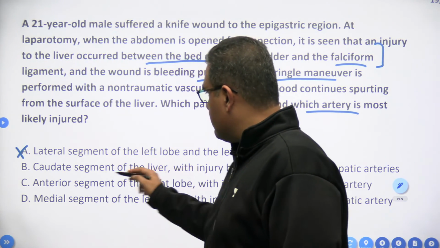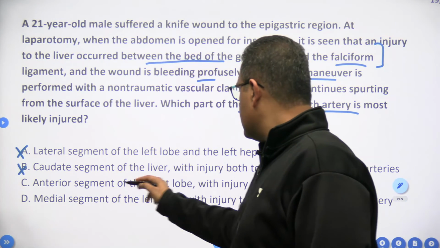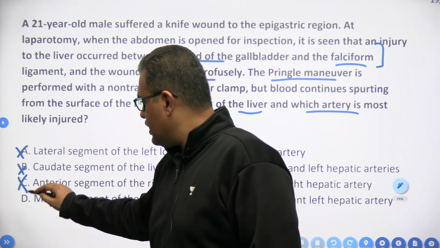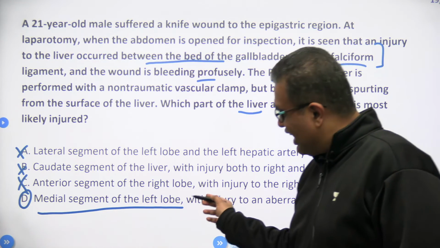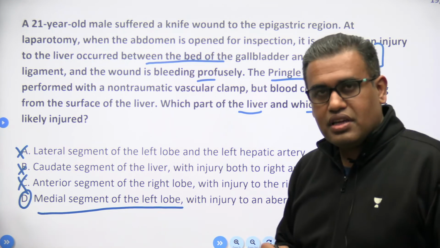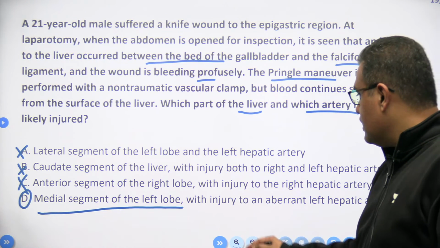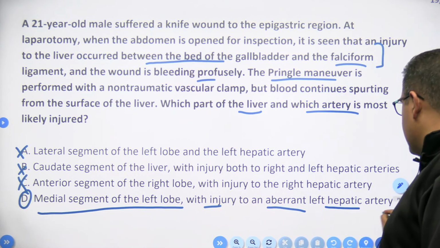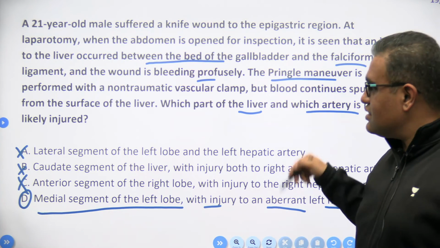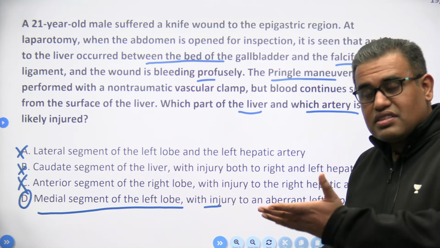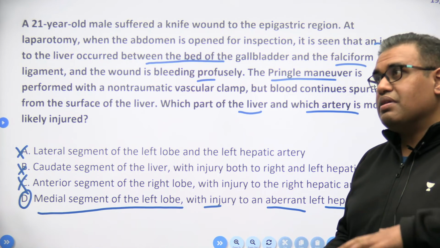Is it the caudate segment of the liver? No. Is it the anterior segment of the right lobe? No, it is in the left lobe. The option left is only D, medial segment of the left lobe. This is the half part of the answer; they can even ask you only this. But now look at the other part: with injury to an aberrant left hepatic artery. So that is not a normal left hepatic artery. That is why the Pringle maneuver was unsuccessful. Another artery was coming from somewhere else, could be from some other part of the lesser omentum.